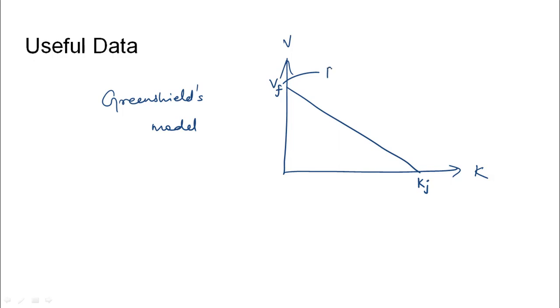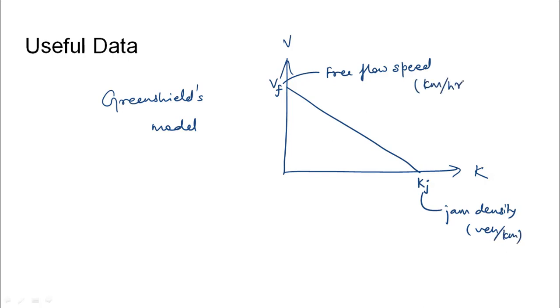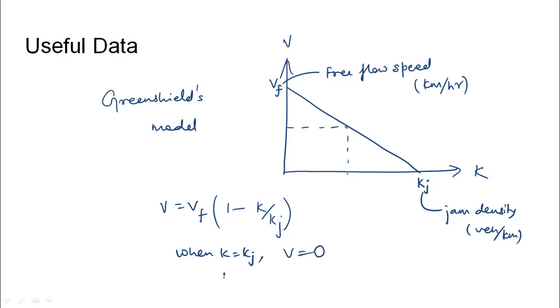So here Vf is the free flow speed and Kj is the jam density in vehicles per kilometer, and free flow speed is measured in kilometers per hour. At any point on this curve, speed and density are related by a linear relationship, which is given by V equals Vf (1 minus K over Kj). So we can see that when K is equal to Kj, V will be equal to 0, and when K is equal to 0, V will be equal to Vf, that is the maximum speed.